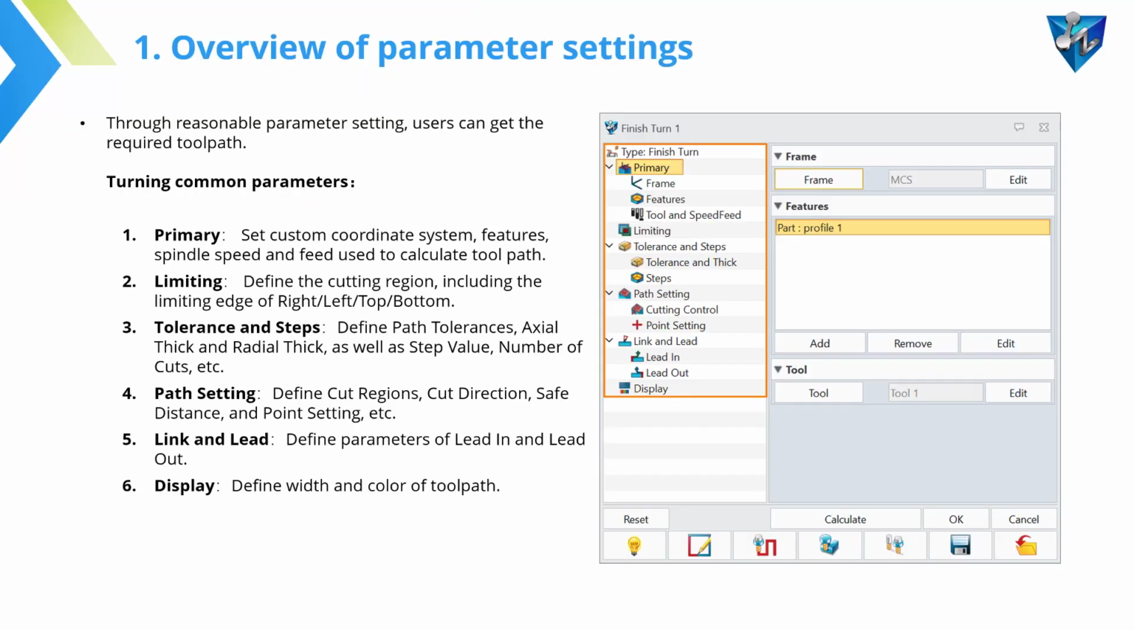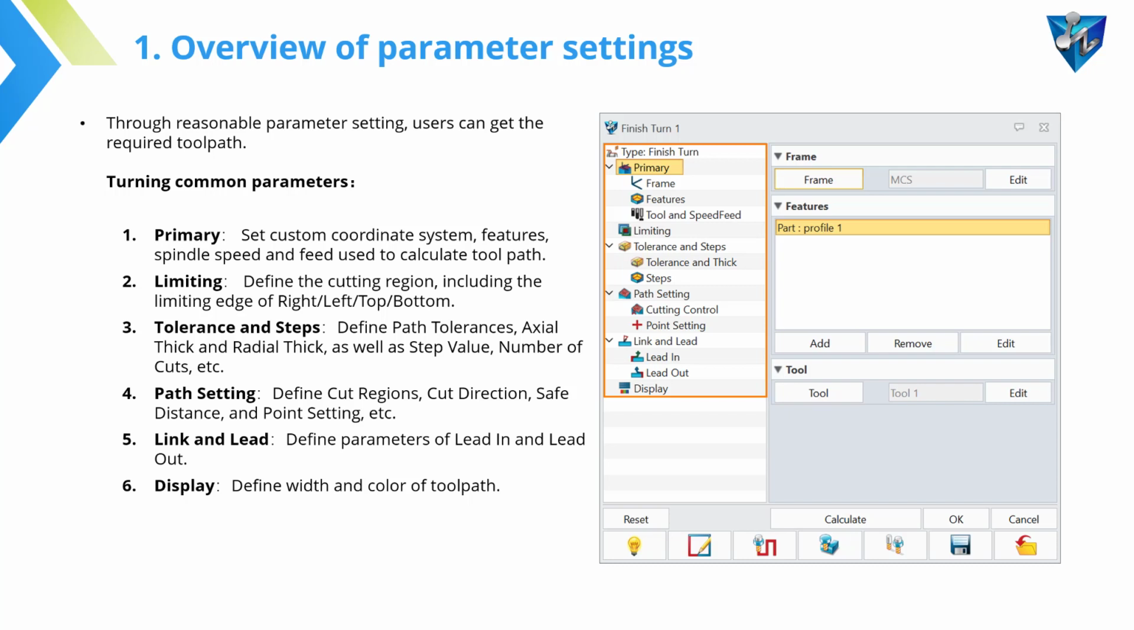First, let's quickly review the purposes of these major parameter categories. Primary are used for setting the custom coordinate system and features. Tool and speed/feed are used to manage the tool and set its parameters. Limiting are used to define the cutting region, which includes the limiting edges such as right, left, top, and bottom.